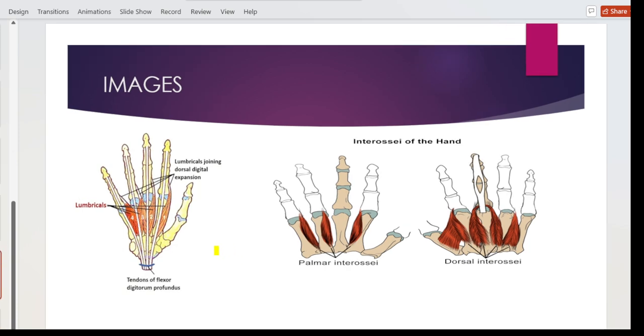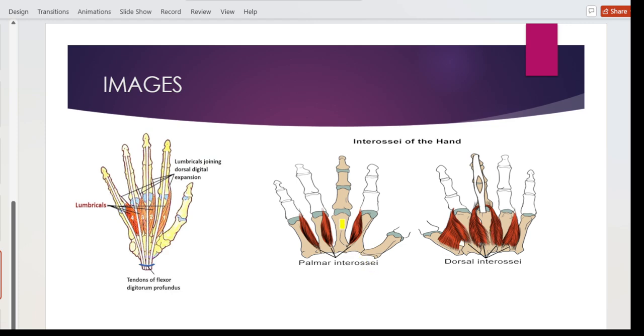Now let's identify the lumbricals. First and second lumbricals are unipennate, and third and fourth lumbricals are bipennate. These originate from the tendons of flexor digitorum profundus. Now let's identify the interossei. Palmar interossei are three in number generally, and are unipennate, and dorsal interossei are four in number, and are bipennate.